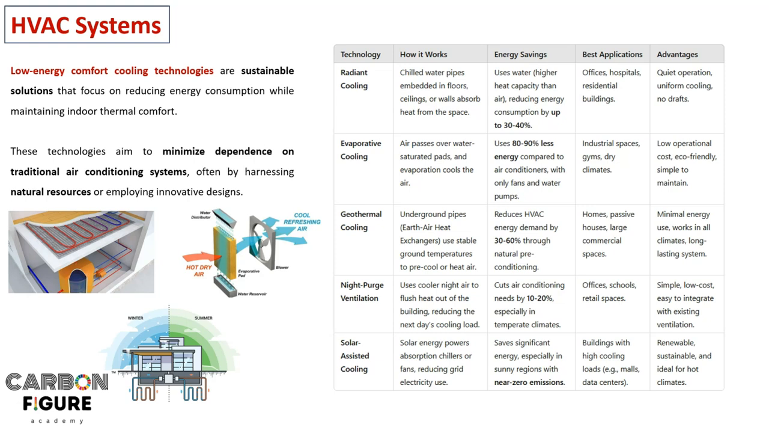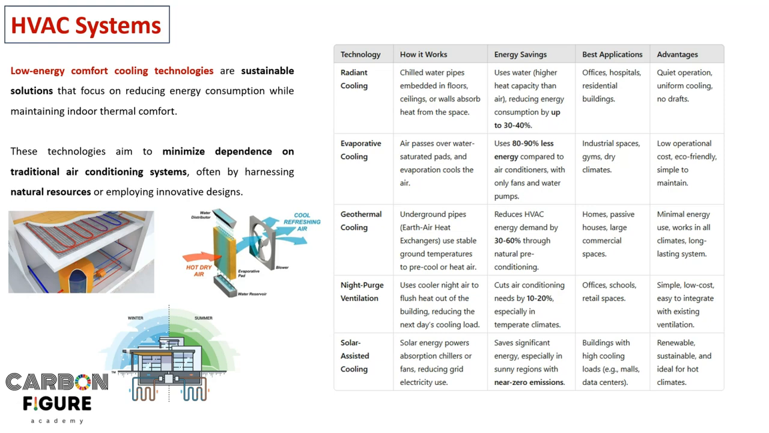First one is radiant cooling. Second one is evaporative cooling. Third one is geothermal cooling. Fourth one is night purge ventilation. Last one is solar assisted cooling. Right. So what is radiant cooling?